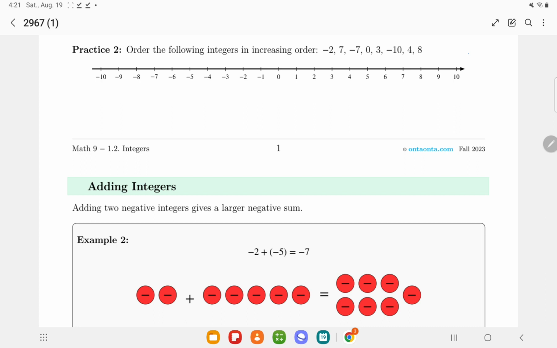When ordering integers in increasing order, we start with the smallest integer, so the most negative, -10, and we go from the smallest integer to the largest integer. -7 is next, then -2, and so on.